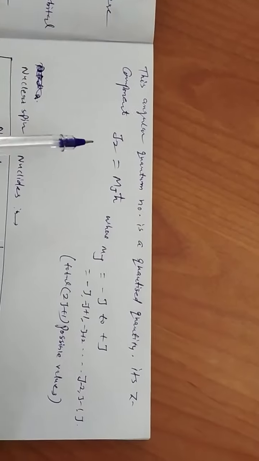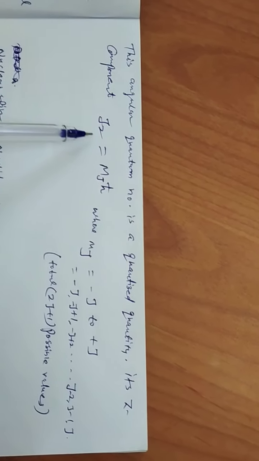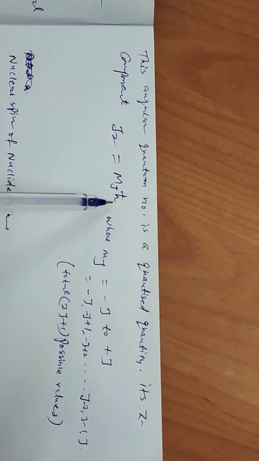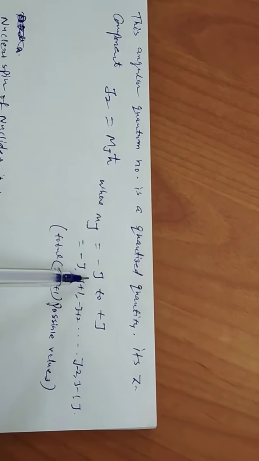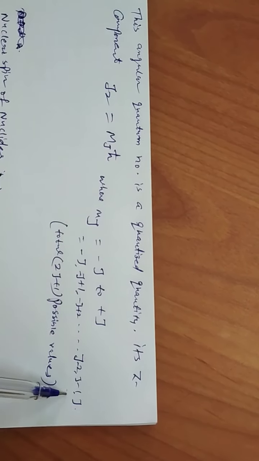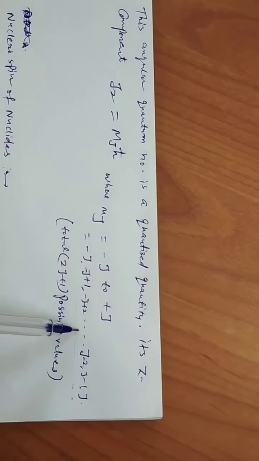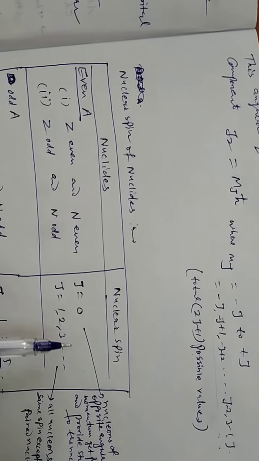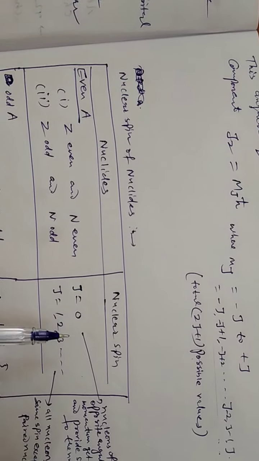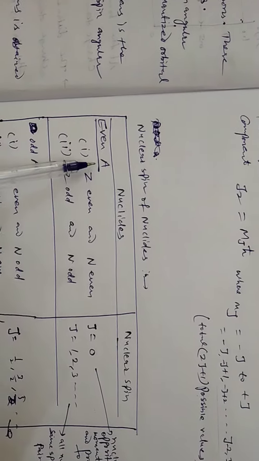So in the Z direction, its component Jz is equal to Mj h cross. The Mj can have values from minus J to plus J. These are 2J plus 1 values because in the middle there is 0 also. So there are 2J plus 1 possible values of Mj. Now, the value of nuclear spin depends on A.